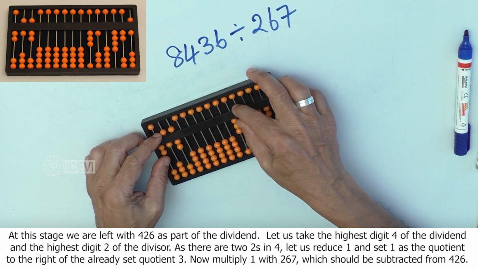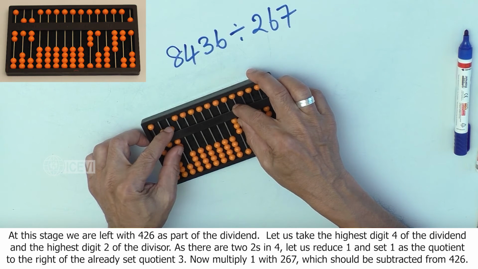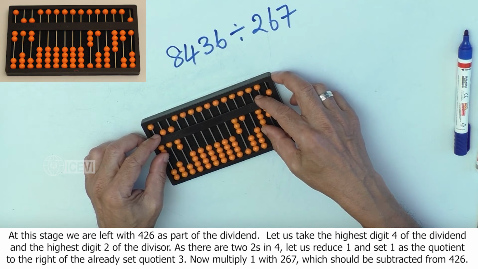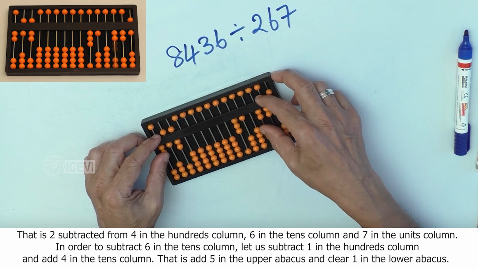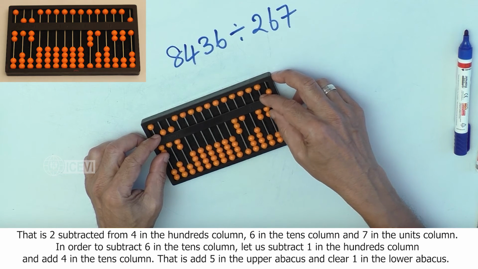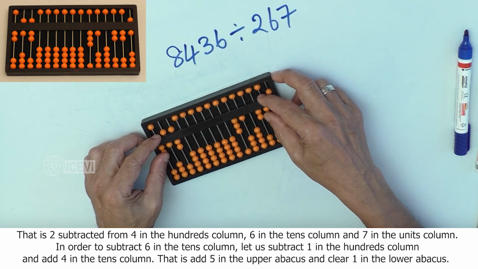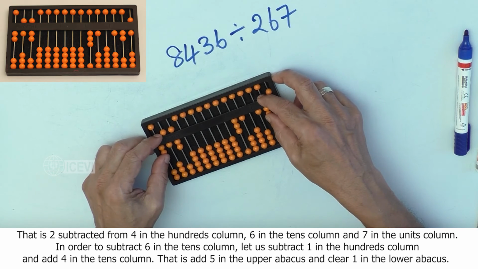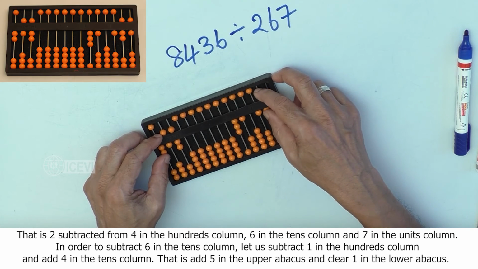Now multiply 1 with 267, which should be subtracted from 426, that is 2 subtracted from 4, 6 in the tens column and 7 in the units column. In order to subtract 6 in the tens column, let us subtract 1 in the hundreds column and add 4 in the tens column. That is, add 5 in the upper abacus and clear 1 in the lower abacus.